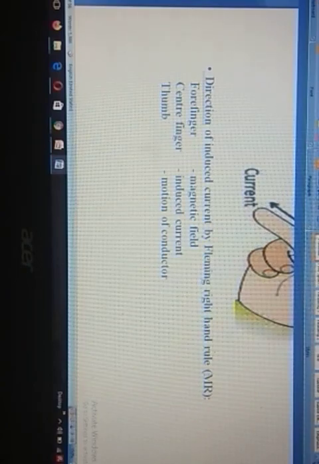So students, you have to practice it very well. Place your thumb, forefinger and middle finger in such a way that all are perpendicular to each other, and then find the direction of the current by Fleming's right hand rule. It is very easy to learn. You only need to learn that the forefinger, middle finger and thumb show the direction of the magnetic field, the induced current and the motion of the conductor.